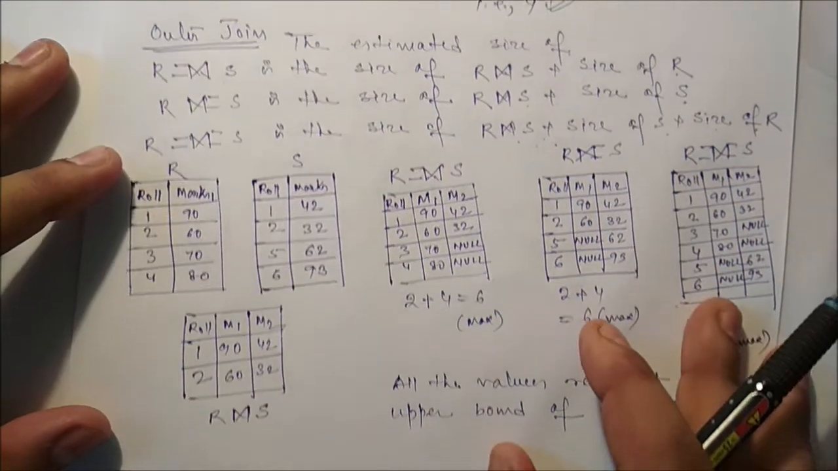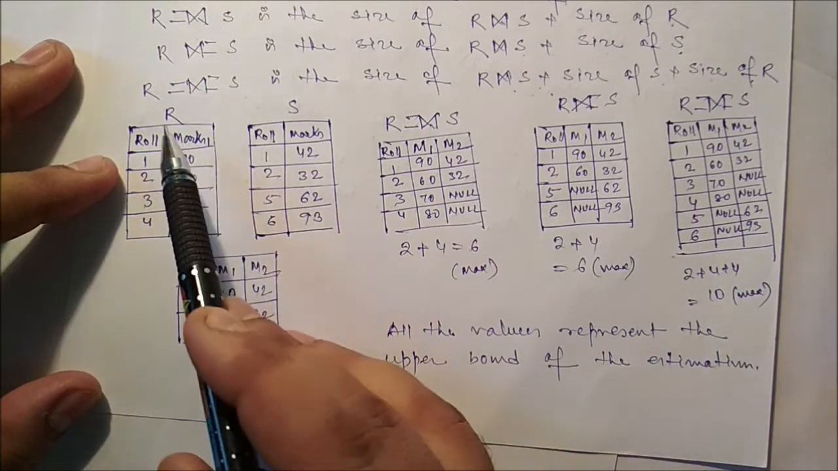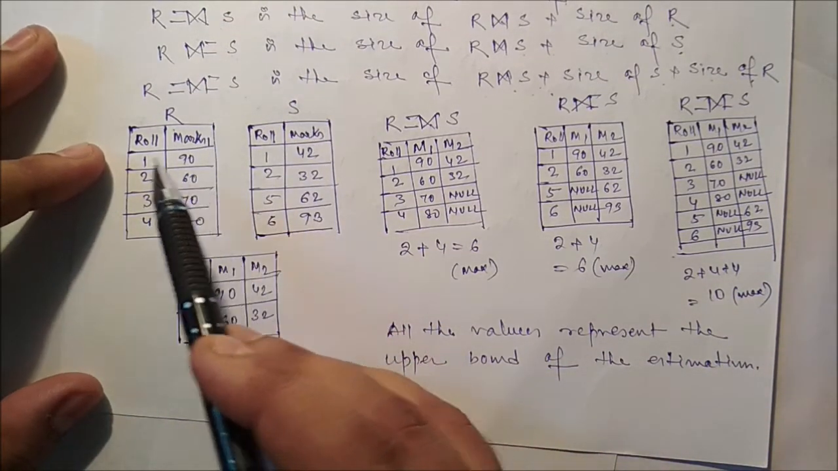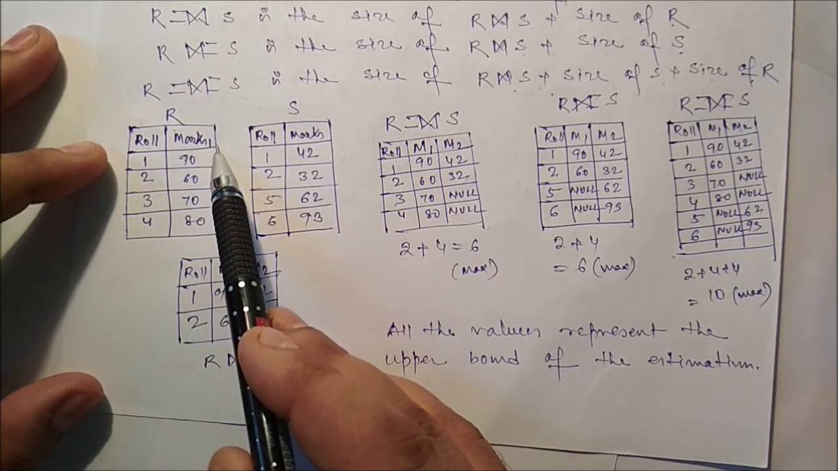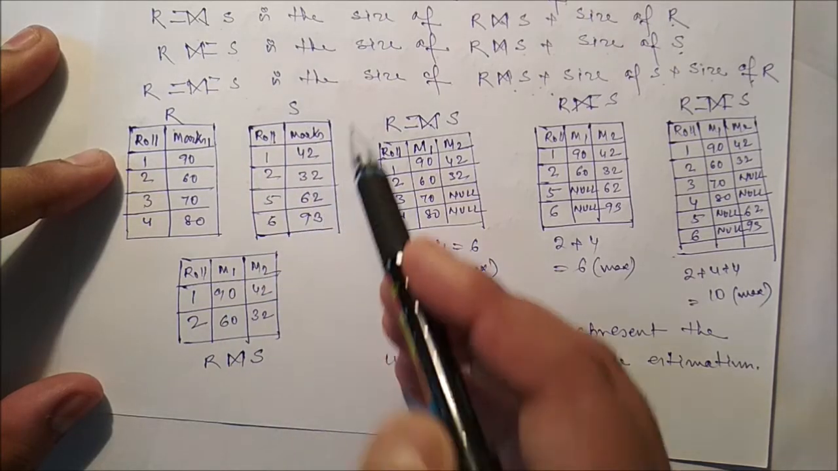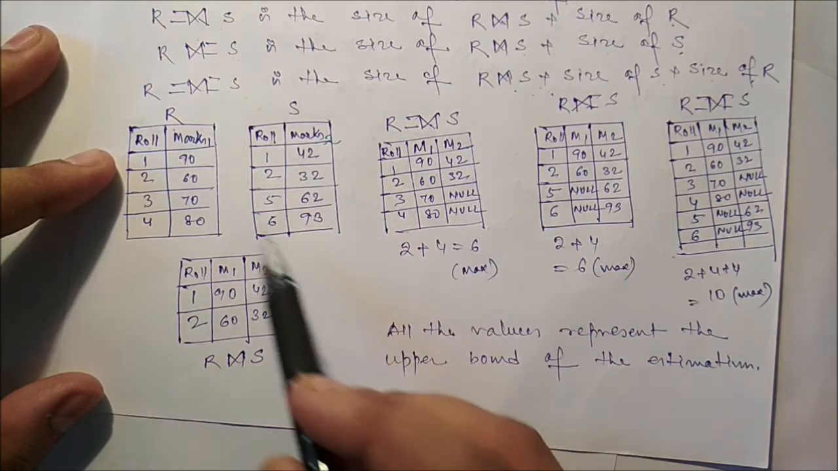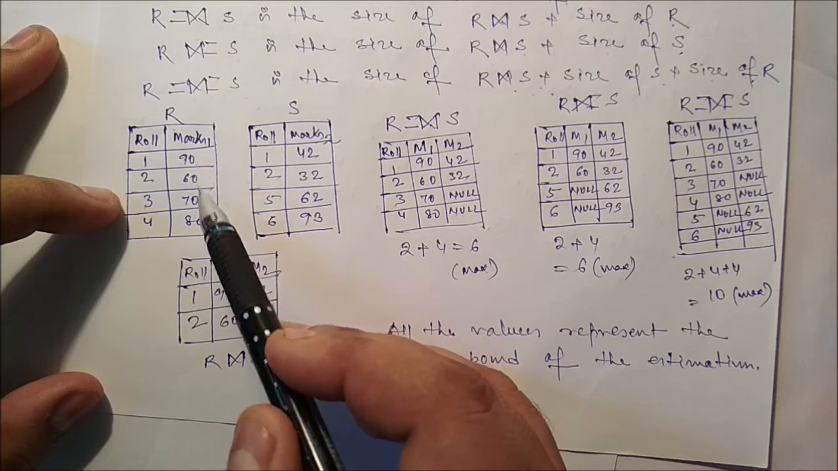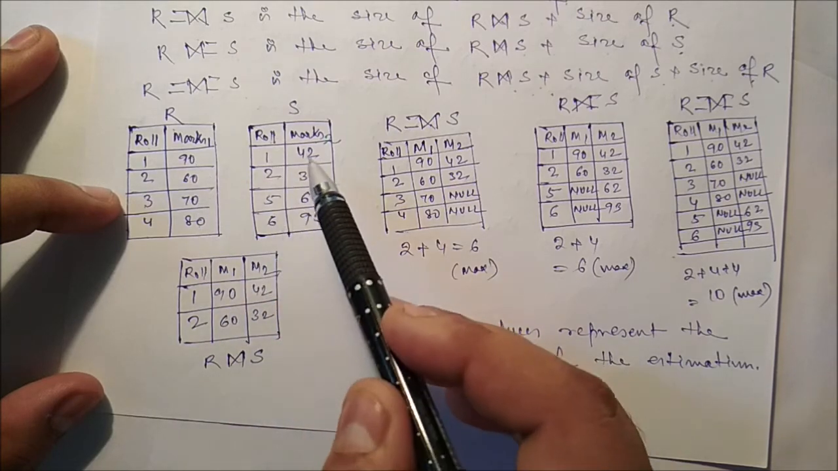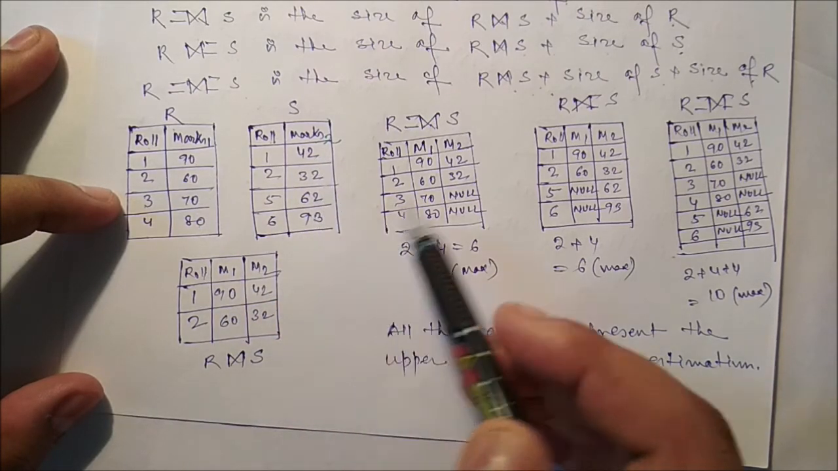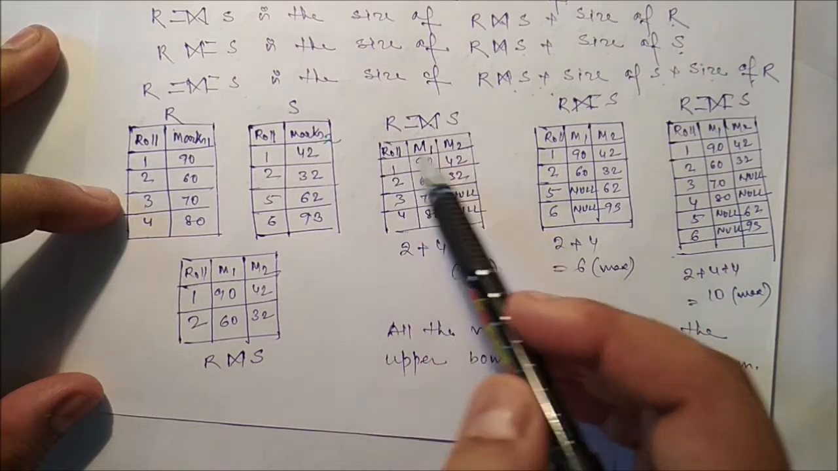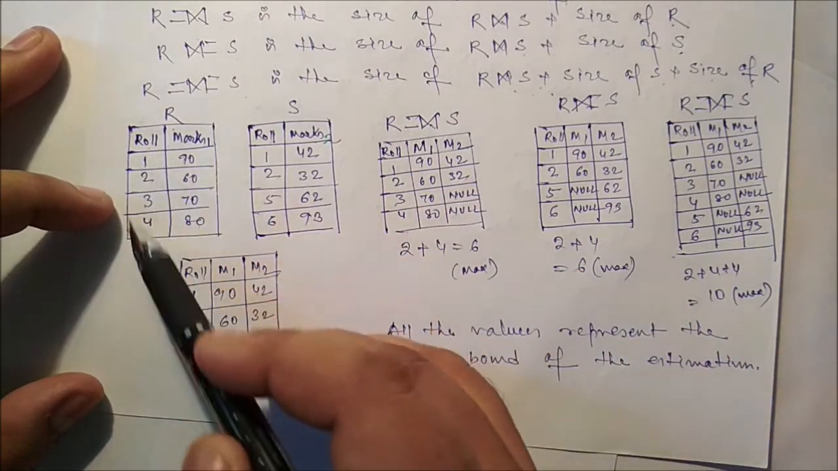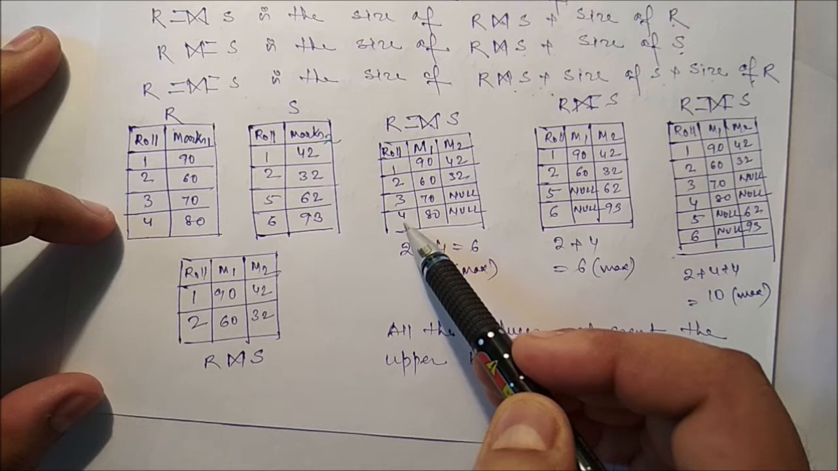So we can see the result with one example. Say R and S are two tables with roll number and marks 1 in one, and roll number and marks 2 in the other. So 1, 2, 3, 4 with 90, 60, 70, 80, and 1, 2, 5, 6 with 42, 32, 62, and 93. Now if you use the left outer join, all the records of the left table must be there: 1, 2, 3, 4.